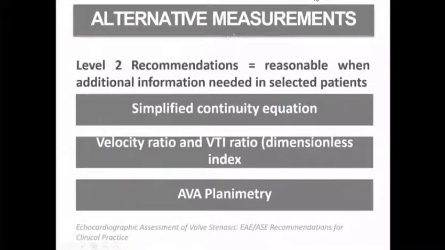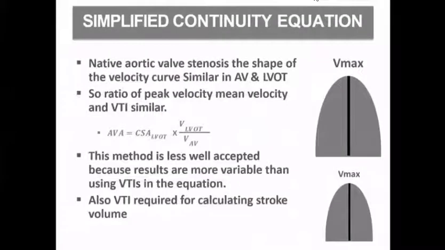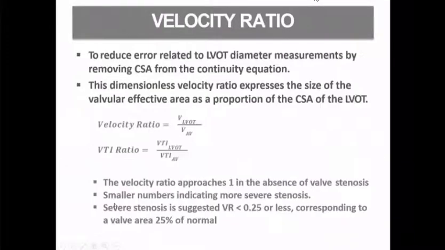So what alternative measurements can we do? This was the level 2 recommendation, reasonable when additional information is needed in selected patients. So: simplified continuity equation, velocity ratio, also called the dimensionless index, the VTI ratio, and the aortic valve planimetry. So this was the simplified continuity equation. You measure this with a native aortic valve stenosis shape, similar in the aortic valve and LVOT. So you can calculate aortic valve area. This method is less accepted because the results are more variable than the VTI in the equation. It also requires calculating stroke volume.